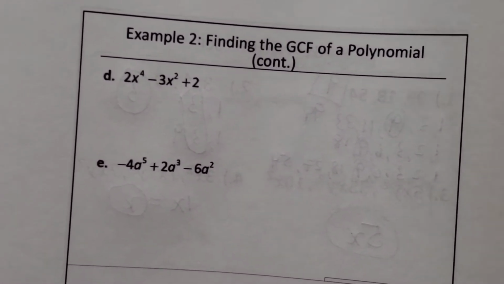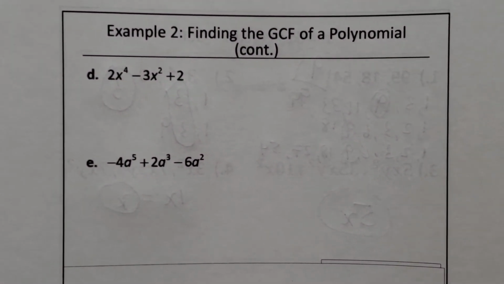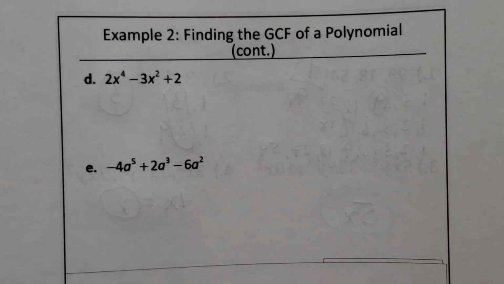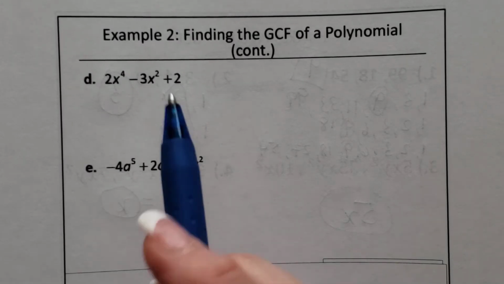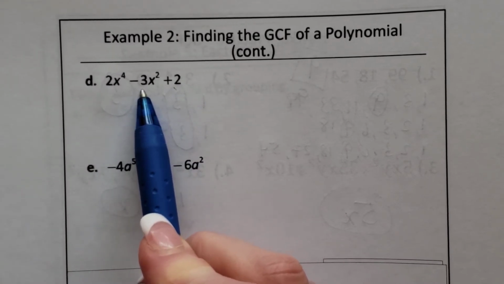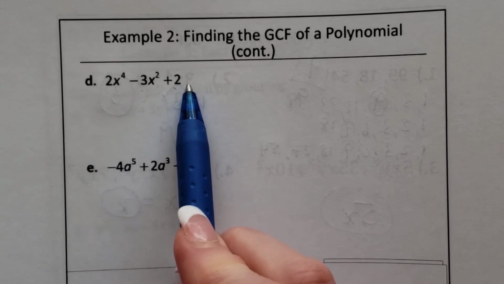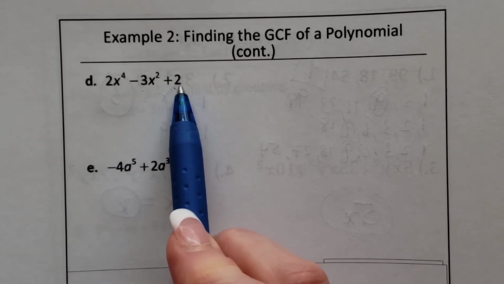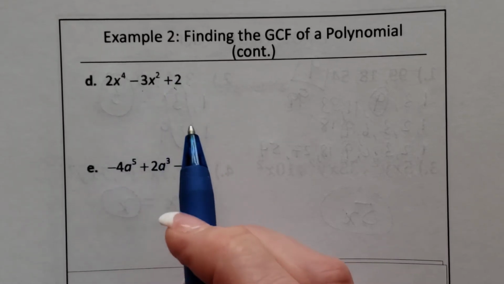All right, let's look at letter D. I want to know what's the greatest common factor all three of these terms have in common. Well, can I divide all three of those terms by 2? Well, I could divide 2 of them by 2, but what about 3? Is 3 divisible by 2? Nope. Could I pull out x's from all 3 terms? Well, not this one. So they don't have any greatest common factors.